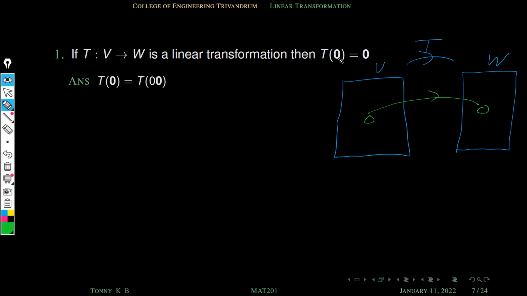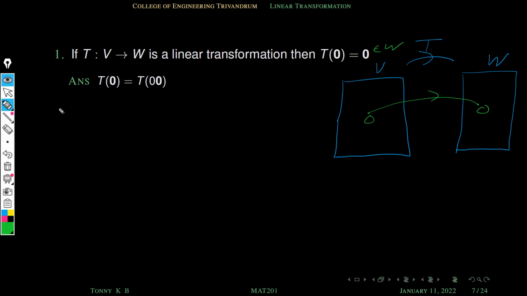Then this bold 0 here, this 0 means this 0 vector in V, okay, and this result says that the image of the 0 vector in V is equal to 0 vector in W. This 0 actually belongs to W, clear, because T of 0 is an element of W.